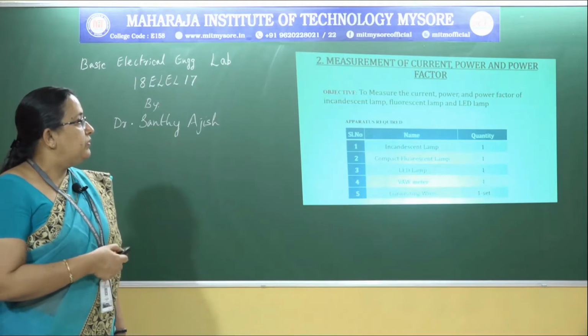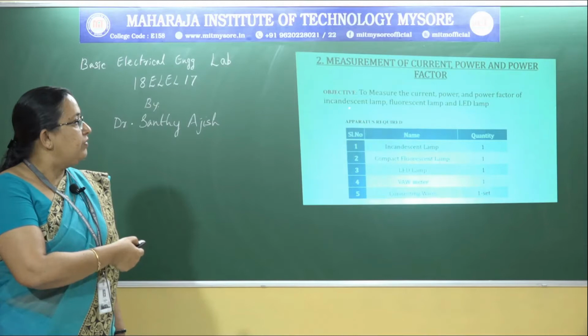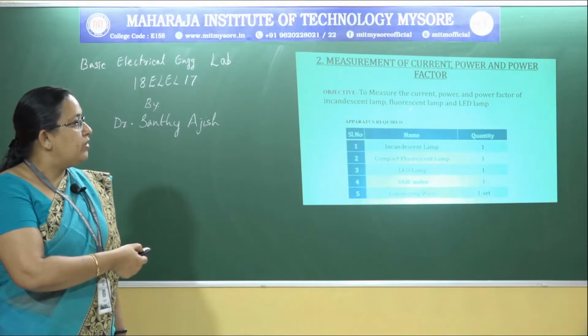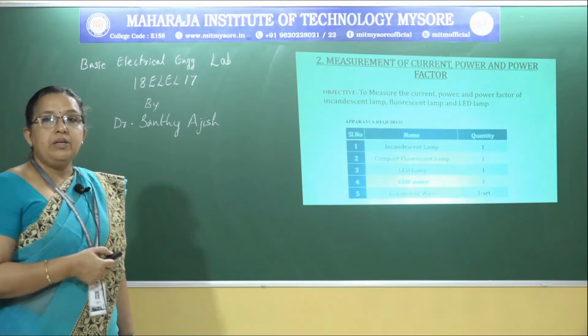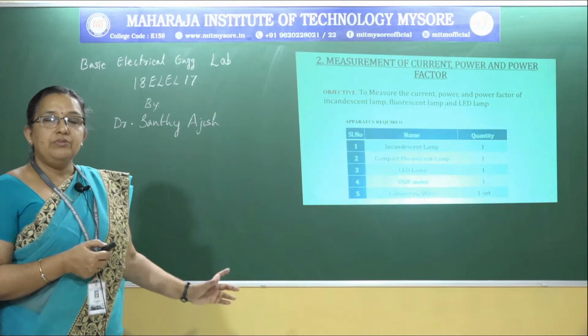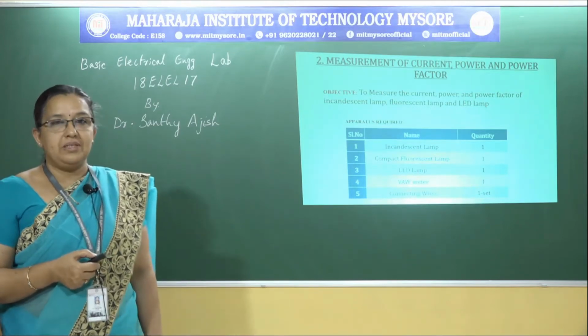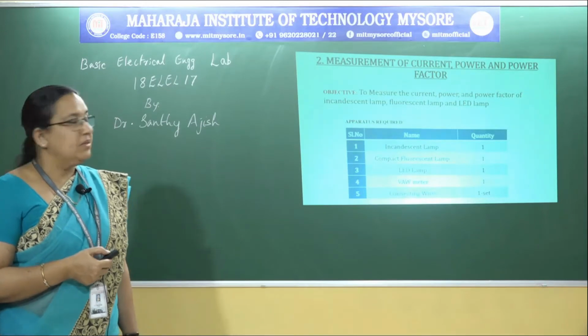So the objective is to measure current, power and power factor of incandescent lamp, fluorescent lamp and LED lamp. So by doing this experiment, you will get an idea about out of these three lamps which is better, which is the best to use for domestic purposes.